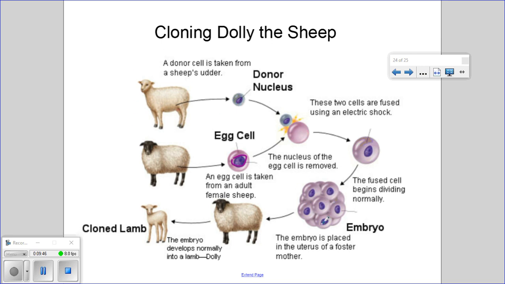As that embryo continues to divide and the cells continue to multiply, eventually that embryo is going to be placed into the uterus of a foster mother. And if things go well, that embryo should continue to divide and develop into a fetus, which then eventually gives rise to that lamb, which is a clone of that donor sheep, which is Dolly. So then you have your cloned lamb.